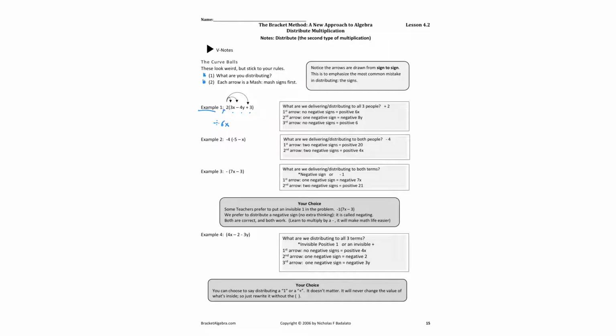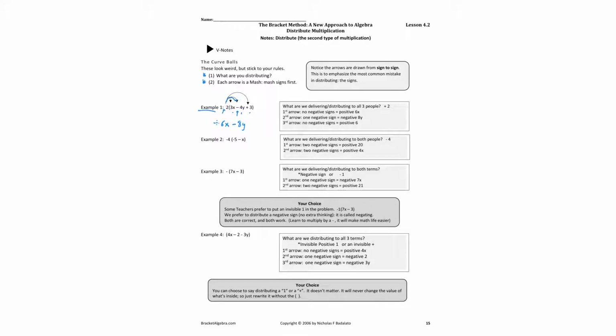And this is where you have to slow down. Go back and we're going to now distribute that 2 to the second person/term in the house. Now this arrow has one negative sign. Remember, this negative belongs to the 4y. So this second arrow actually ends up being a negative. Again, we mash the numbers. 2 times 4 is 8. Throw in the peas and the carrots.